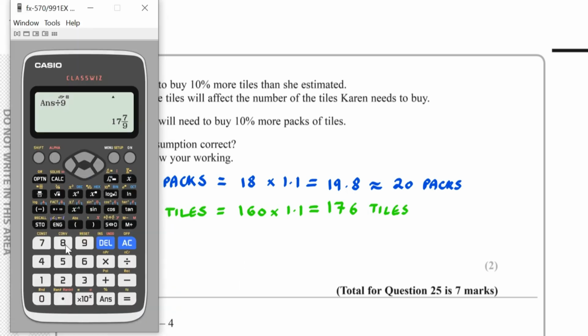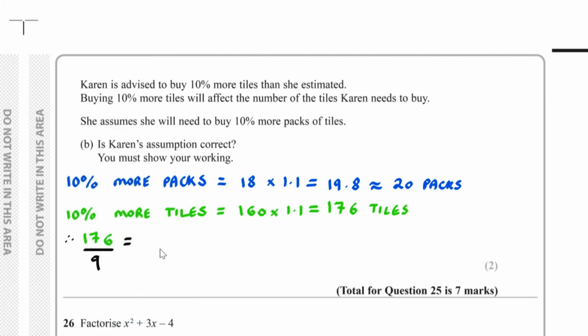So if I work this out, I get 19 and 5/9, which is approximately 20 packs. And that's what we saw here. We require 20 packs, which is 10% more packs, and therefore she is correct.